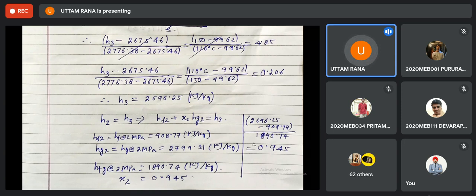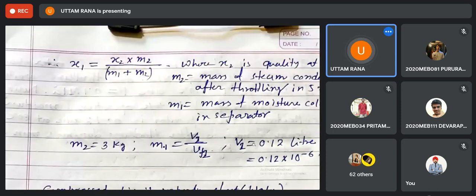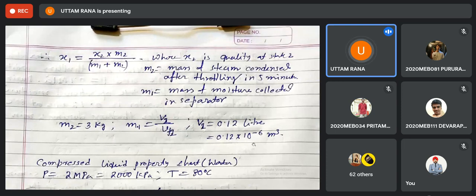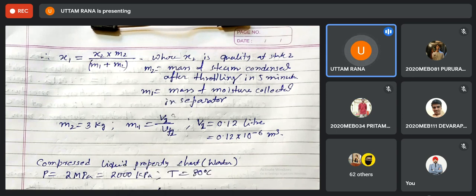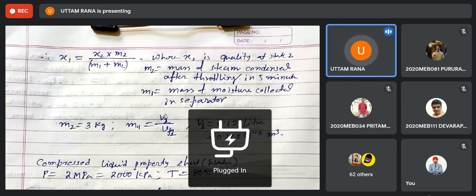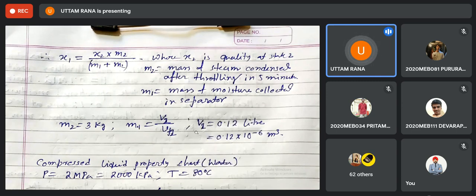Once we know the value of X2, we can find X1. X1 is basically X2 into M2 divided by M1 plus M2, where X2 is the quality at state 2, M2 is the mass of steam condensed after throttling in a given amount of time, which is 5 minutes in the present case, and M1 is the mass of the moisture collected in the separator. So here M2 is given as 3 kg. What is M1? The volume is given, which is 0.12 liter. If you convert volume to mass, you have to divide it by the corresponding saturated specific volume.